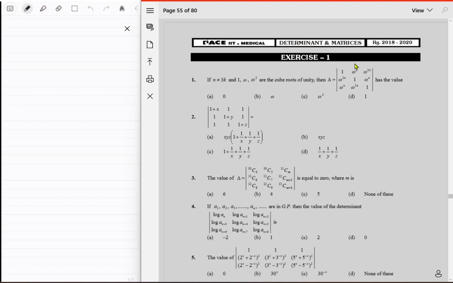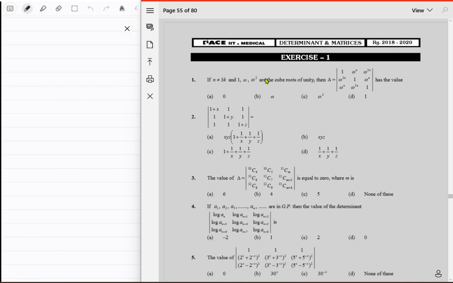Oh, it's the same thing, it's just rotating, right? Then just add all of these up, and make that come outside, you just get omega power n plus omega power 2n plus 1. That happens to be 0, of course. So this thing is just equal to 0.